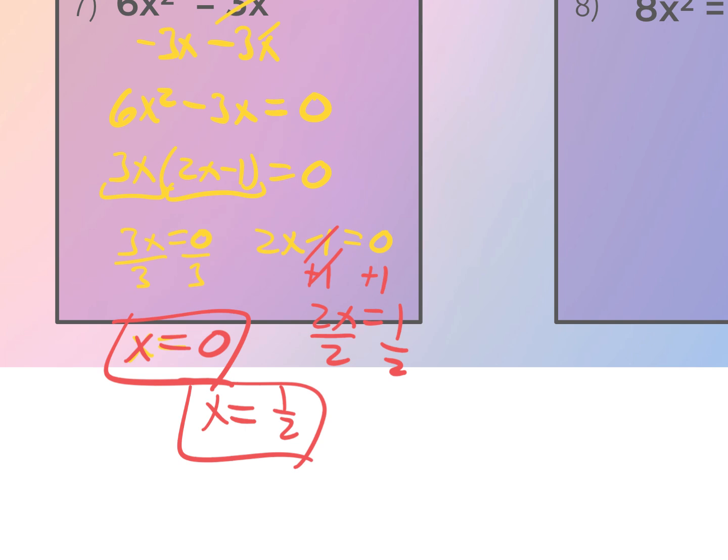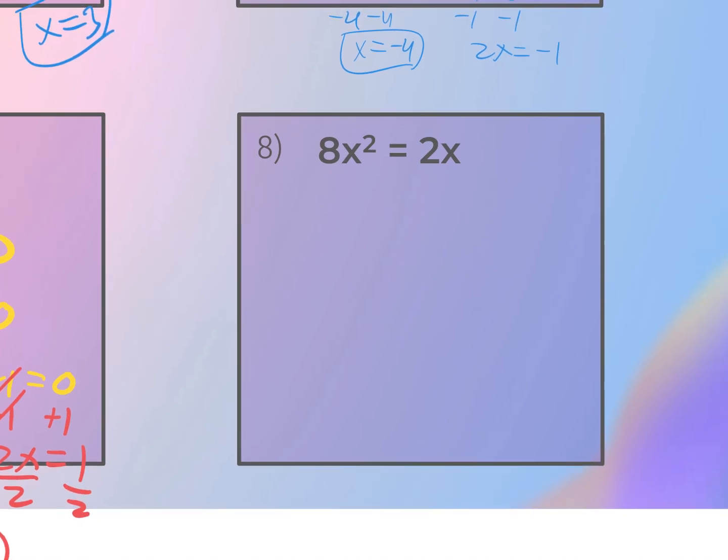We want 2 solutions, and we found them. All right, good. And the last one on this page, same as before, right? Let's get all the x terms on one side, setting the whole thing equal to 0. So subtract 2x on both sides, and then we get 8x squared minus 2x equals 2x minus 2x is 0.